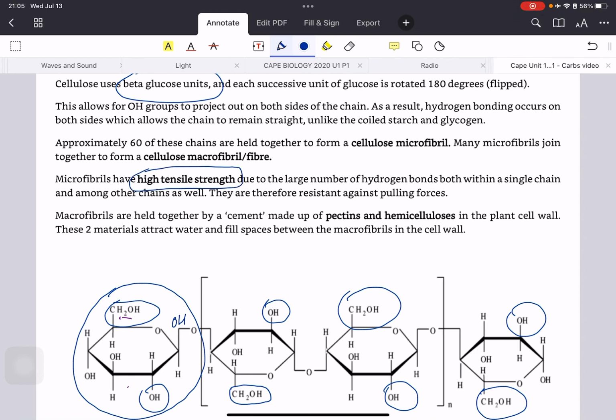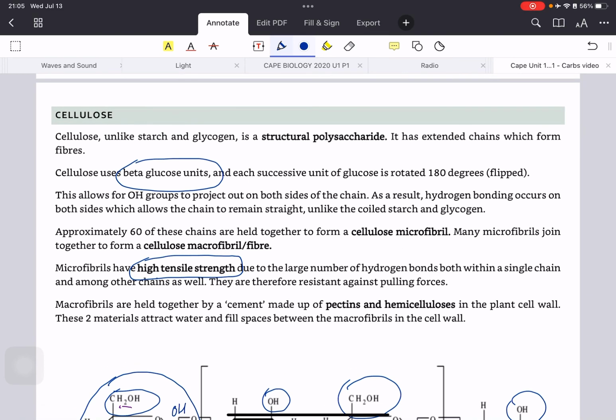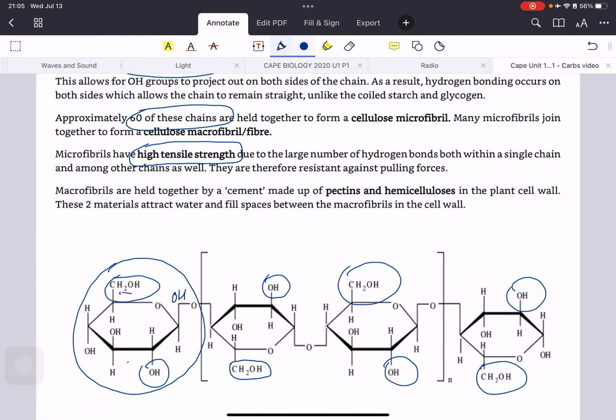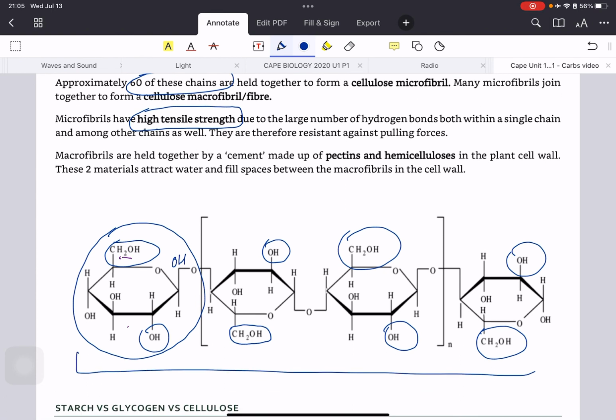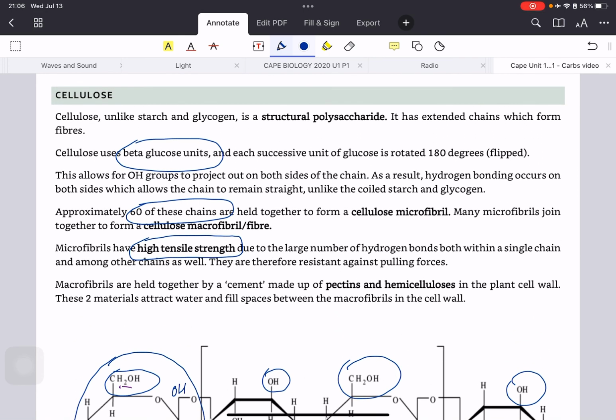Okay, so how it gets to a cellulose fiber is that 60 of the regular chains, so this is a chain here, this drawing over here, so that's one chain. So 60 of these chains are held together to form something called a microfibril. And many of these microfibrils then join together to form a cellulose macrofibril, or this is where you get the fiber from. That's just a fun fact for you.